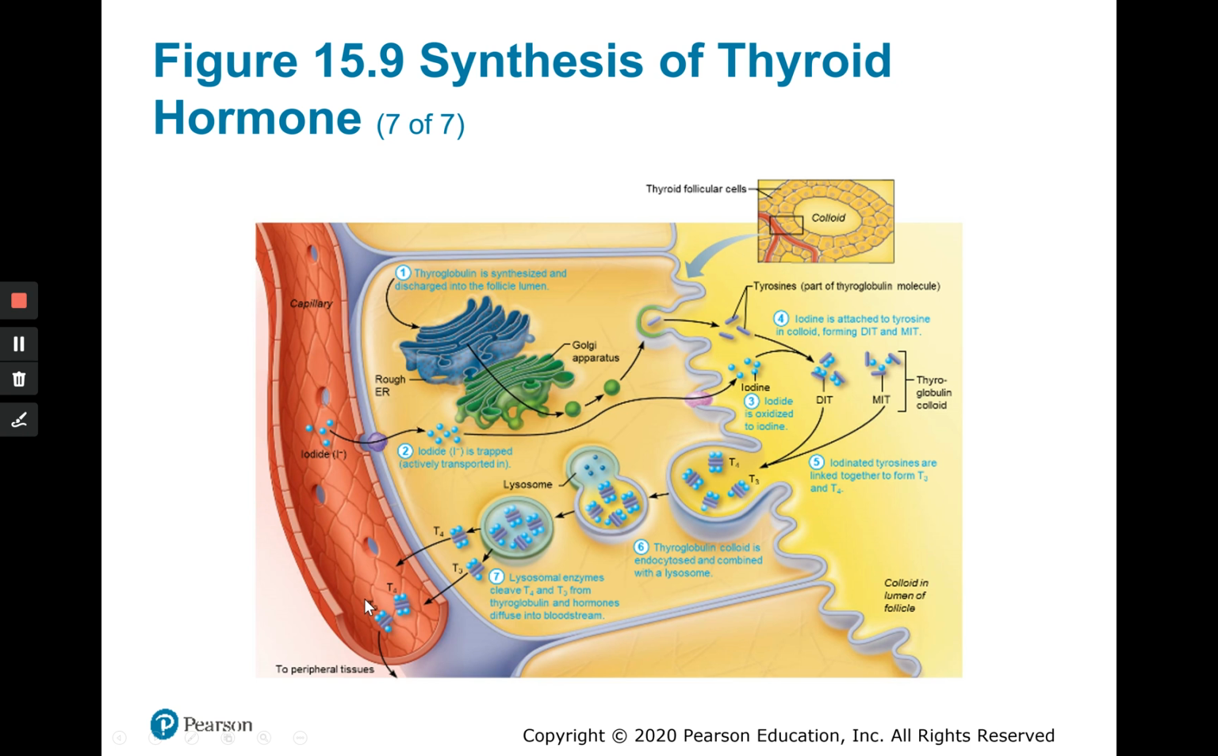So T3 and T4 are hormones. They travel in the blood. They behave a lot like lipid-soluble hormones, even though they're made up of amino acids. Therefore, their action once they're in their target cell is going to be direct gene activation, and the receptors are intracellular.